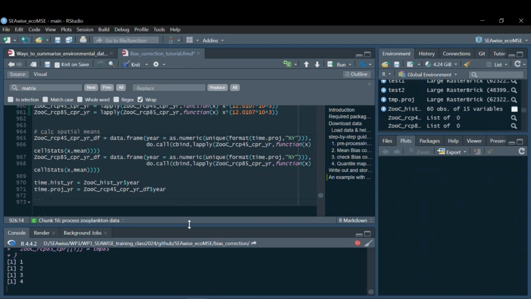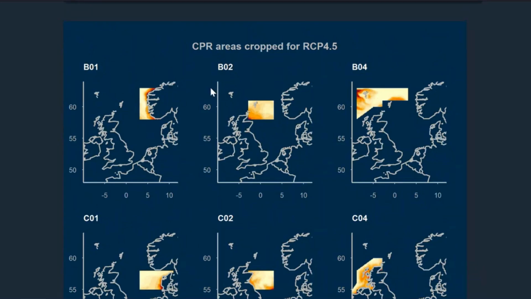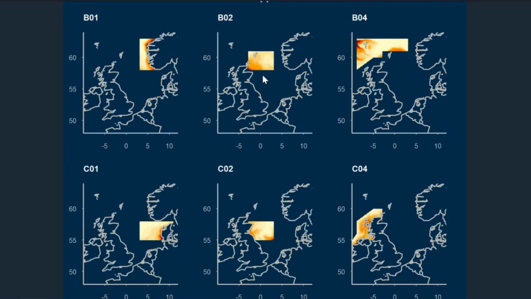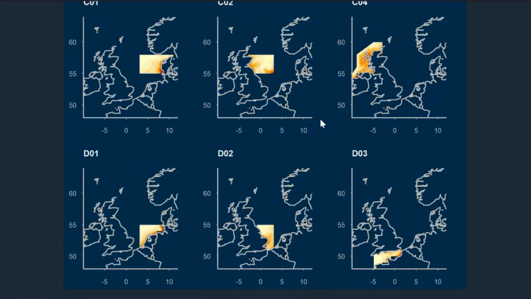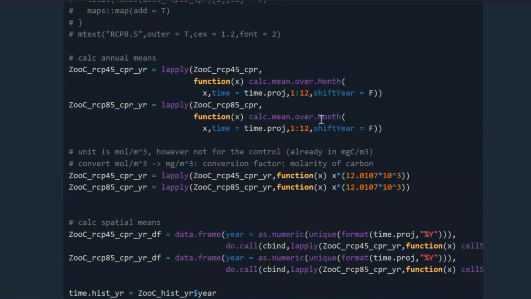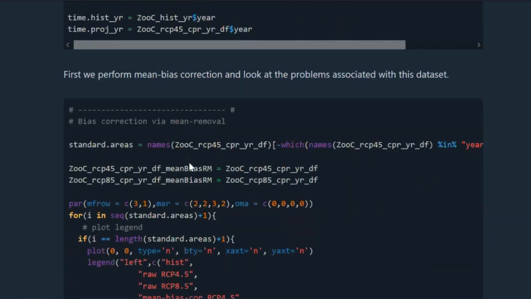Yeah, but what comes out, I can switch to the HTML if you want to see it again. It's like here the cropped areas. Here in B01, it's along the Norwegian Trench. B02 is northwestern North Sea. B04 is above the Orkneys. So yeah, and then I just calculate the annual means here.